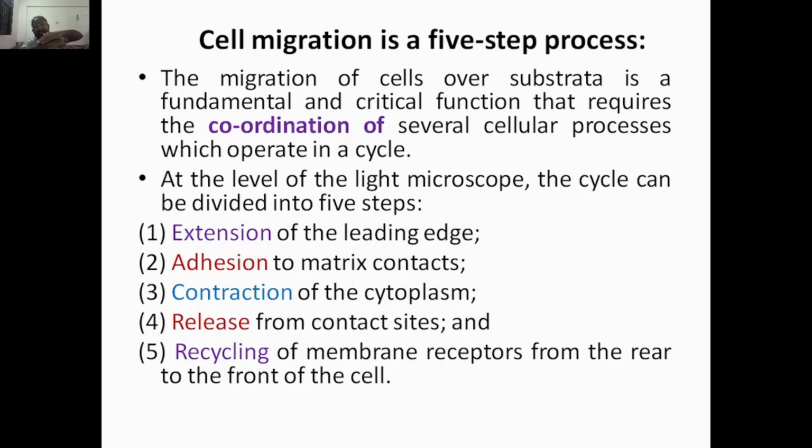Then finally, the recycling of the membrane receptor from the rear, from the back to the front of the cell. So this moves like this. Understanding? It goes like this, attaches like this, the cytoplasm contracts, it moves like this, and then the rear releases like this. The cell will start migrating like this. I hope you are seeing and understanding; I will explain the diagram as well. So: extension of the leading edge, adhesion to the matrix contacts, contraction of the cytoplasm, release of the contact sites, and recycling of the membrane receptor from the rear. That's how it occurs.